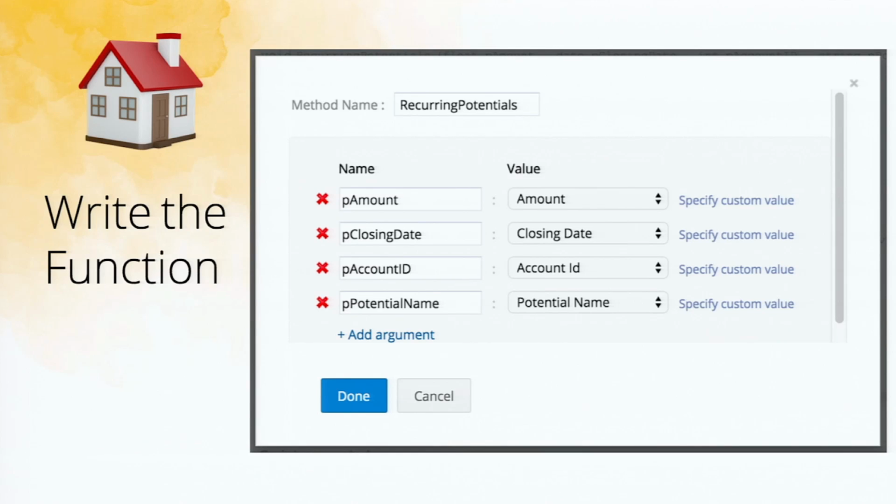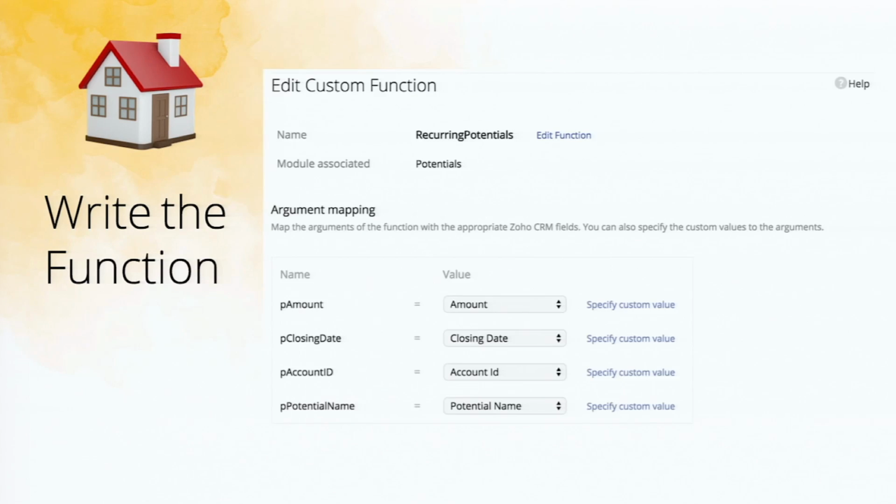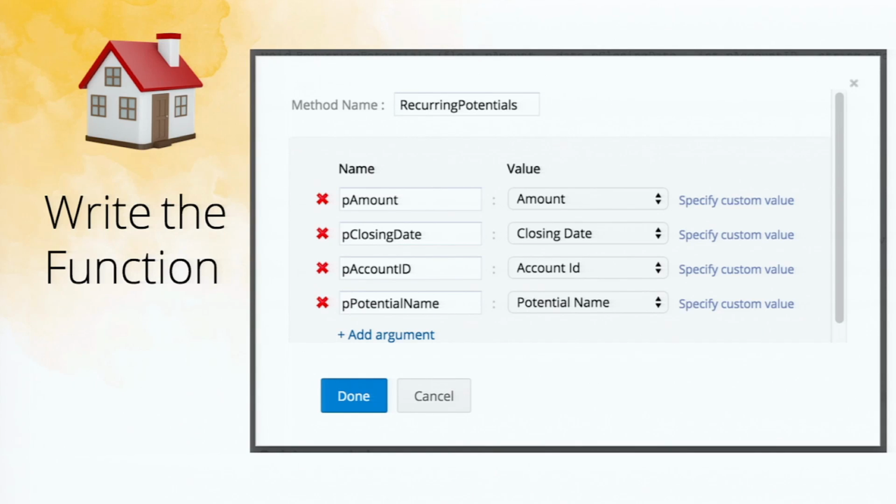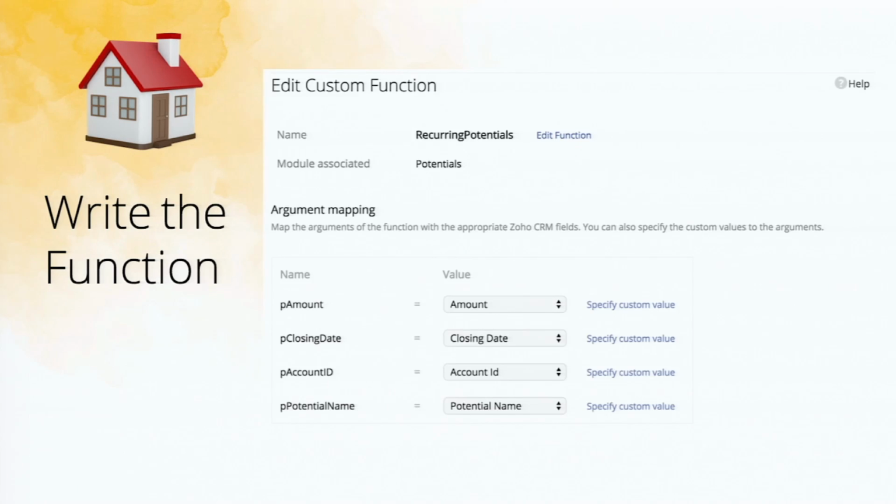So this is just passing information from the current potential into the function. That's what an argument is. So it kind of looks like this on the screen, which we'll get to in a little bit. And then once I've named all these things, so I named them P amount, P closing date, P account ID, and P potential name, I match them up with the field in potentials. So I already associated the module potentials up there, and then I can say that P amount is equal to the amount field, P closing date is equal to the closing date field, account ID field, and so on.